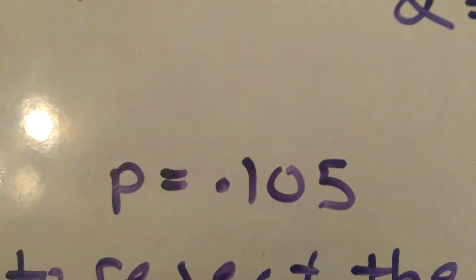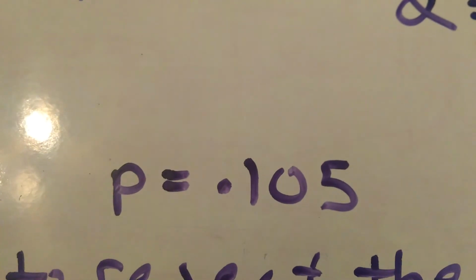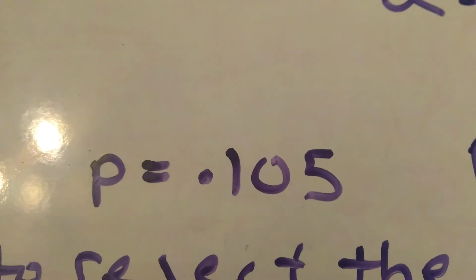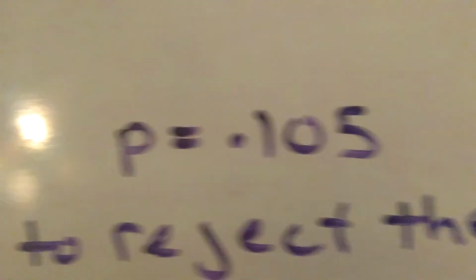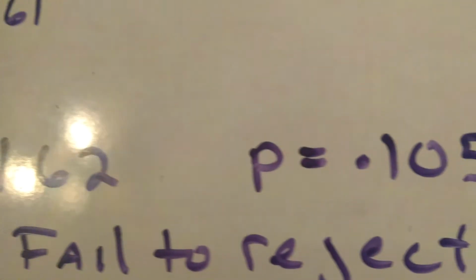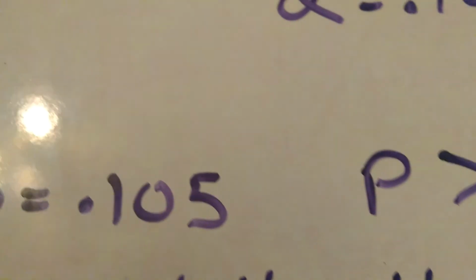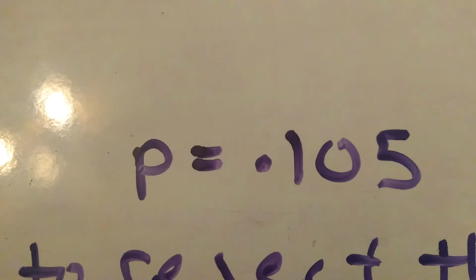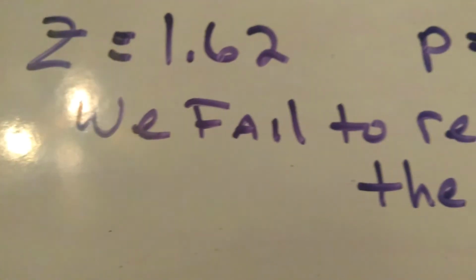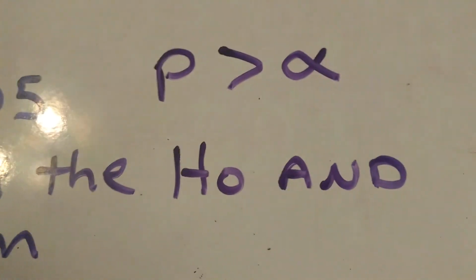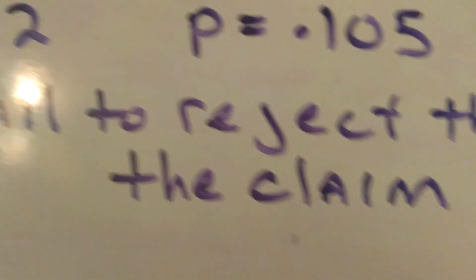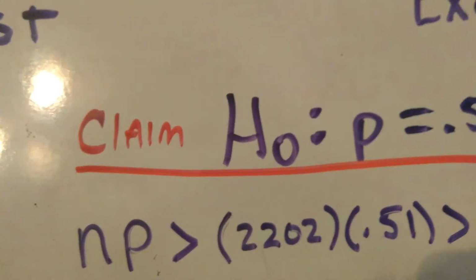Okay? So what happens here is, remember, our rule says that if P is less than or equal to alpha, we reject. This is showing that P is greater than alpha. Here's our Z, here's our P, and so P is greater than alpha. Alpha was 0.1, our P was 0.105. So therefore, we fail to reject the null hypothesis and the claim, because the null hypothesis was the claim.